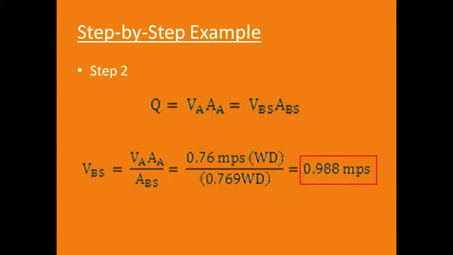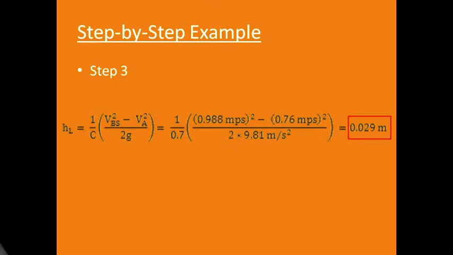Using the continuity equation, we can equate the velocity and the area of the approach channel to the velocity and area through the openings in the bar screen. Rearranging the equation to solve for the velocity through the bar screen openings, the resulting velocity is 0.988 meters per second, which is and should be larger than the 0.76 meters per second approach velocity. Using the head loss equation, the estimated head loss through the bar screen is computed as 0.029 meters. This isn't a great loss in energy or a drop in pressure, considering that a typical head loss is around 0.15 meters or 6 inches.